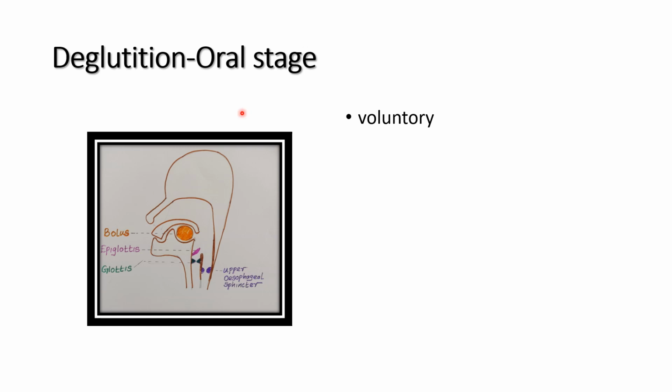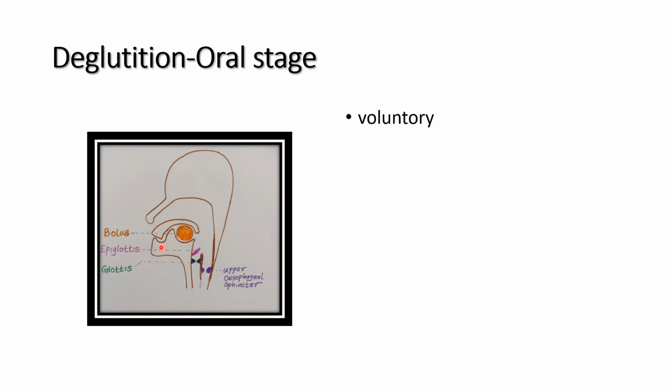This is under voluntary control of deglutition. When food enters the mouth, it mixes with saliva and forms a round bolus. The food is present in the postero-dorsal aspect of the tongue. This is the preparatory position of the oral stage.